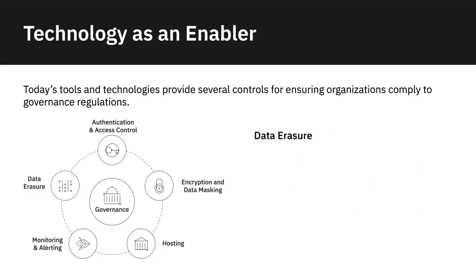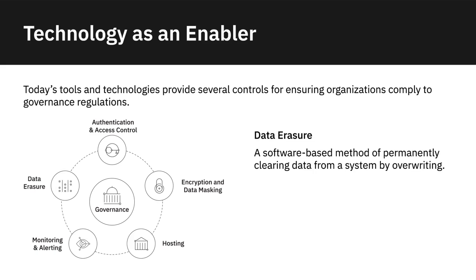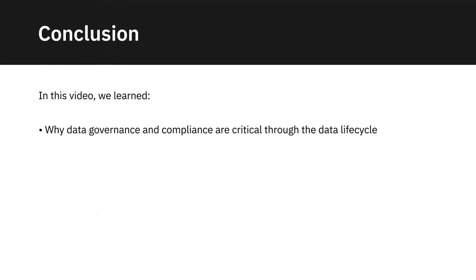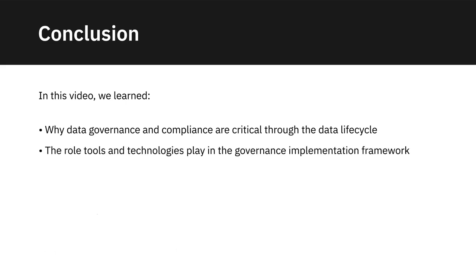Data erasure. Data erasure is a software-based method of permanently clearing data from a system by overwriting. This is different from a simple deletion of data since deleted data can still be retrieved. In this video, we learned why data governance and compliance, which go hand in hand, are critical through the data lifecycle, and the role tools and technologies play in the governance implementation framework.